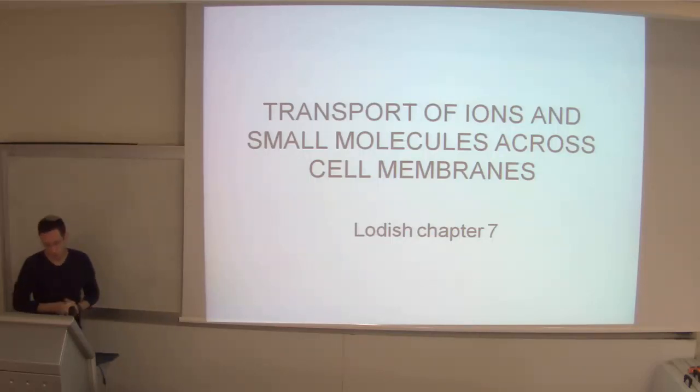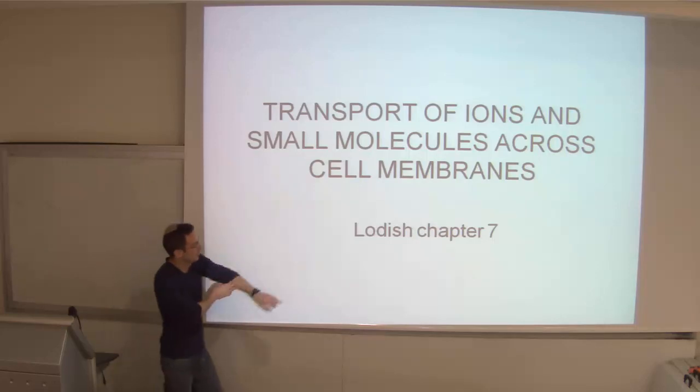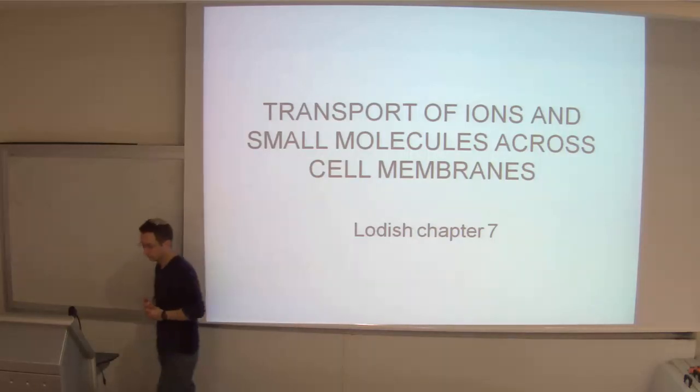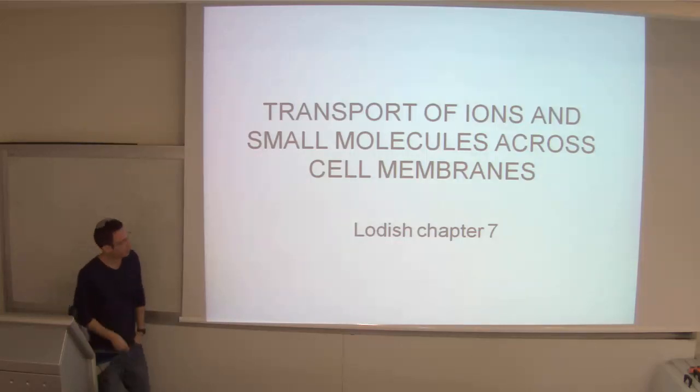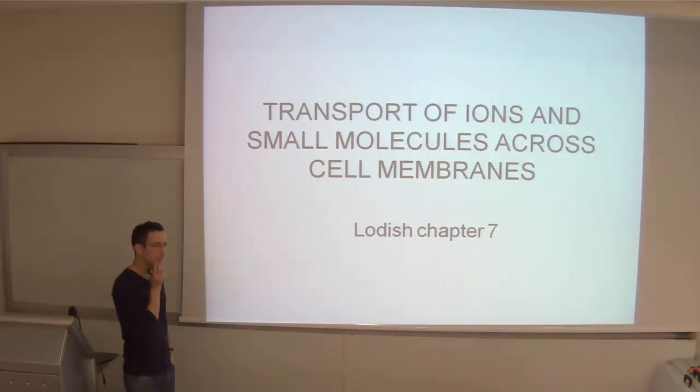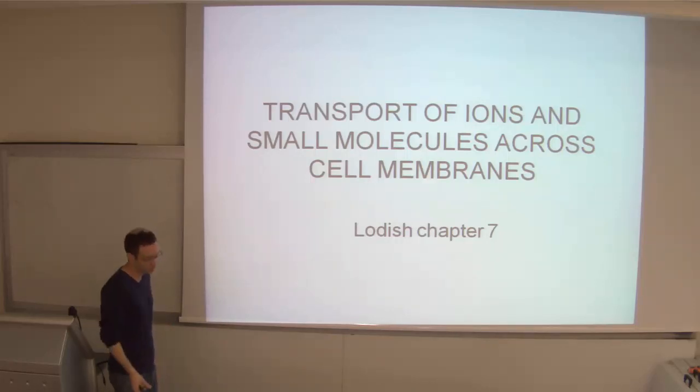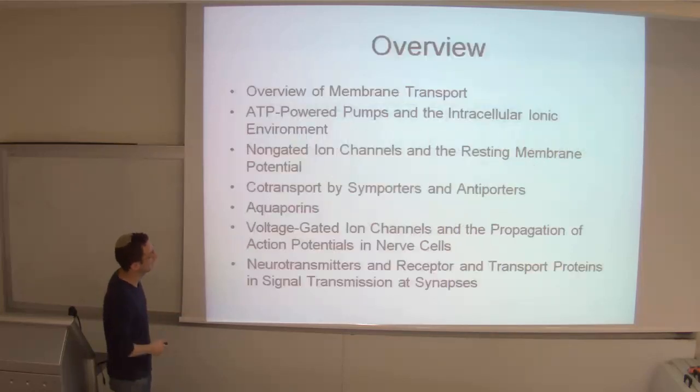Okay. So we will start right now the chapter on transport of ions and small molecules across cell membranes, mainly based on the 7th chapter in the textbook. If the previous chapter was about biomembranes, now we start seeing some of the processes that happen on or across the biomembranes. It has a lot to do with neurobiology, and the transport of different molecules, among them ions.